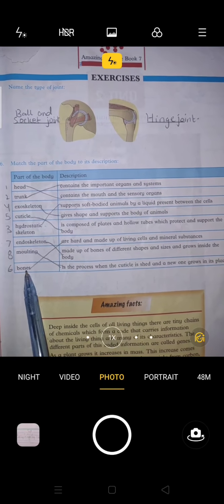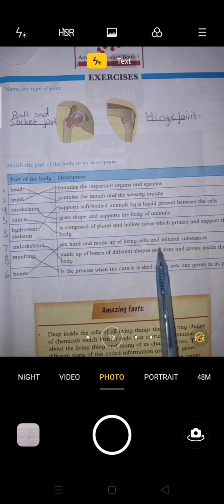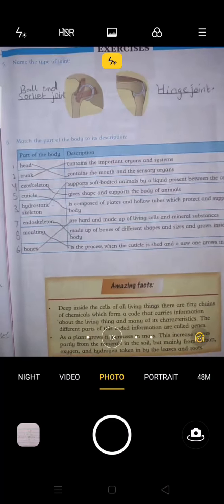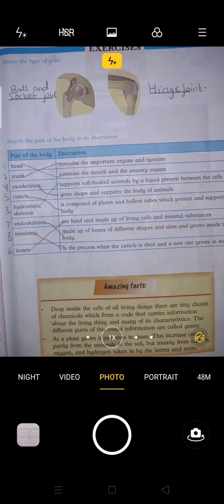Bones are hard and are made up of living cells and mineral substances. These are also definitions of these words. Brief definitions, you can learn this from here also.